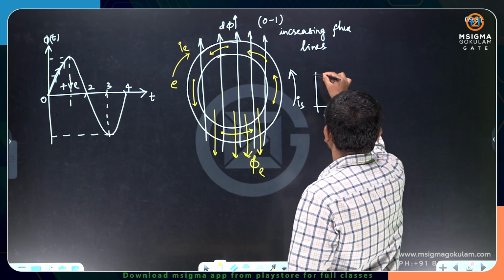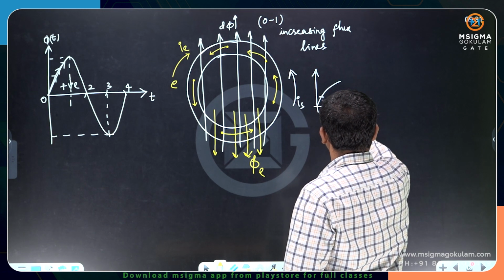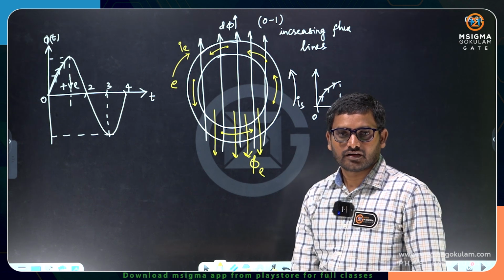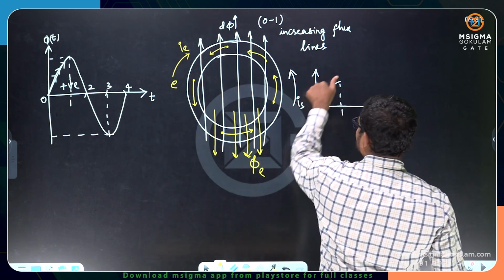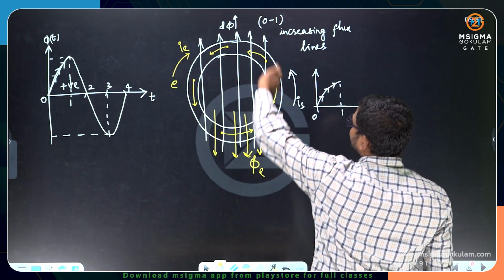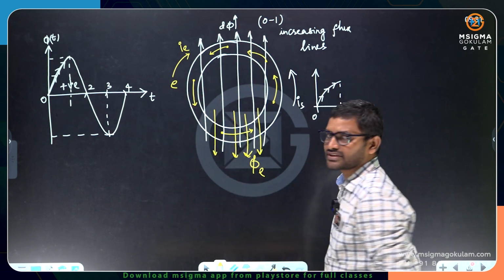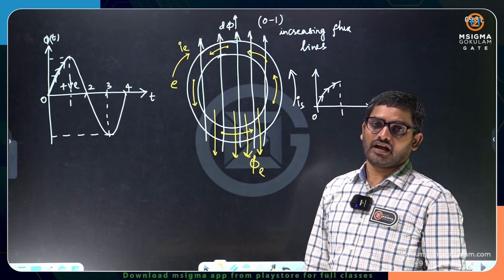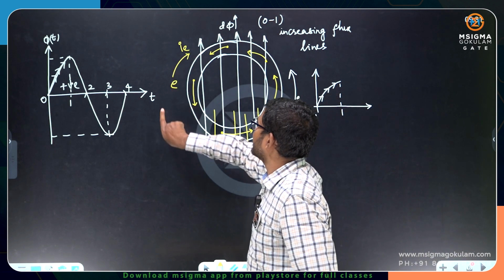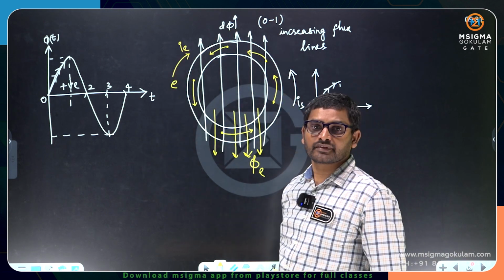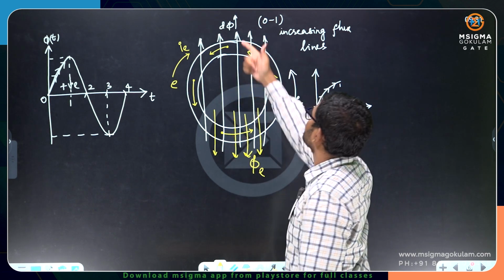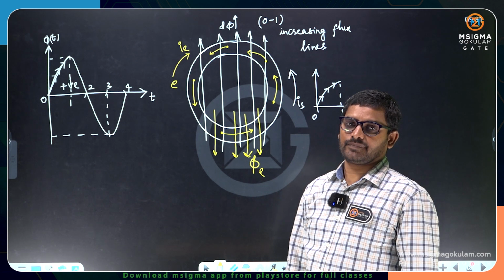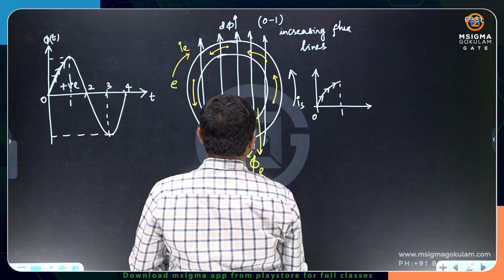So how is it? The supply current is increasing 0 to 1. During 0 to 1 the current is increasing, therefore flux is increasing. As the flux is increasing, EMF is induced. Now the EMF starts opposing the very cause of its production. How? By driving a counter current to the supply current, by producing a counter flux to the supply flux lines. This is how Lenz's law is going to be satisfied.